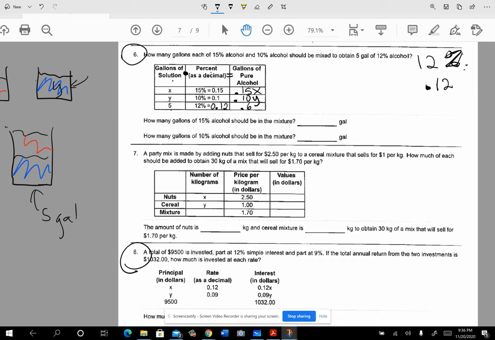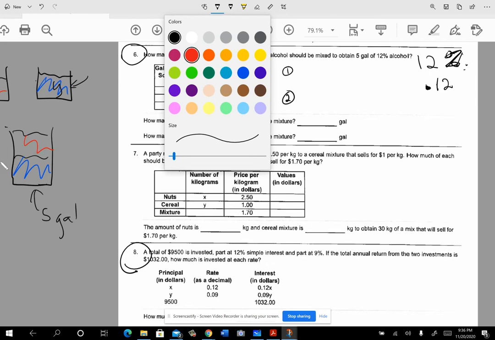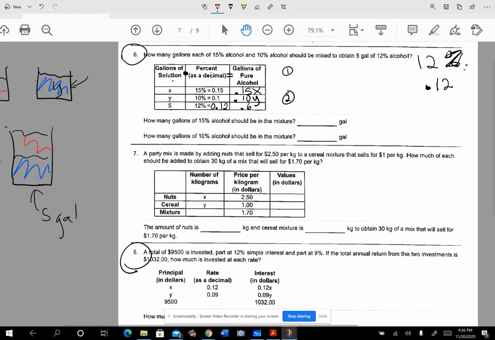Okay. All right. So what's going to happen is we're going to set up two equations. Yours will be just like this with potentially different numbers. One of them is going to come from this fact, okay, that the gallons of one solution plus the gallons of the other, those are the only two things going into making up the 5 gallons. So that's x plus y equals 5, okay?